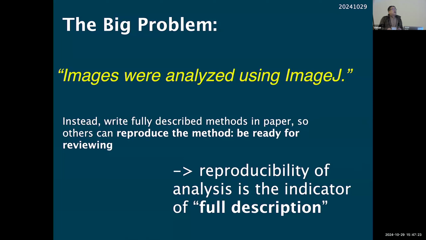Be ready for reviewing. In this case, reproducibility is part of the FAIR principle, but the main aim of the reproducibility in this sense is that it's an indicator of full description. If it's fully described, then we can evaluate. Makes good science, right?